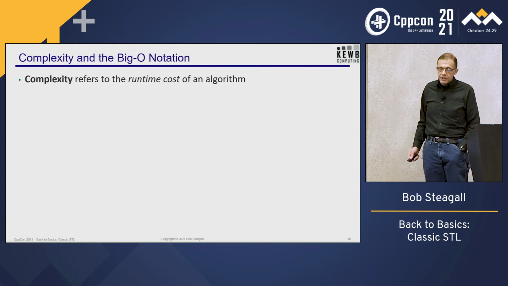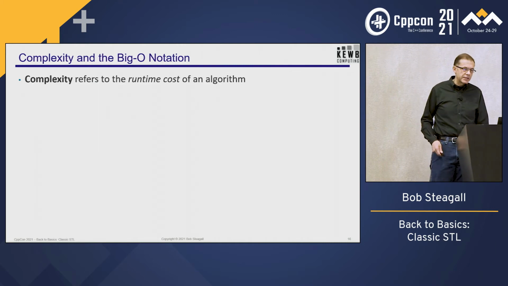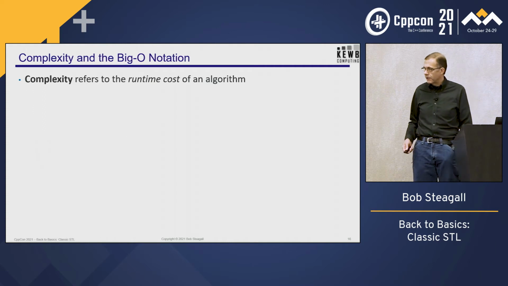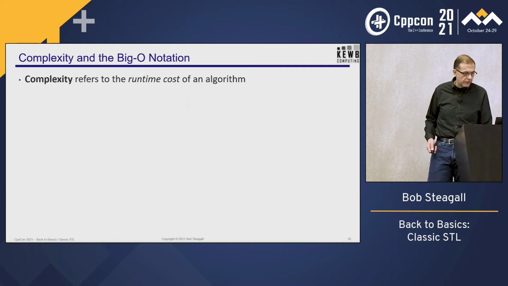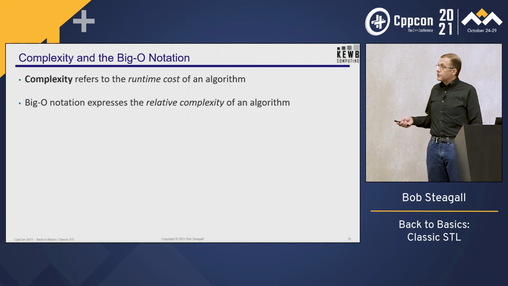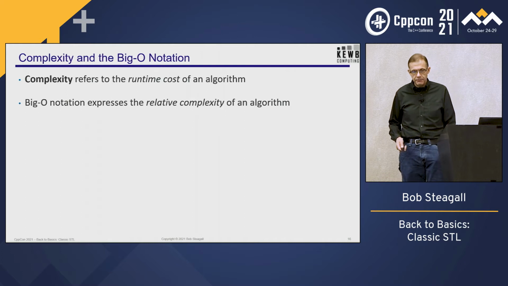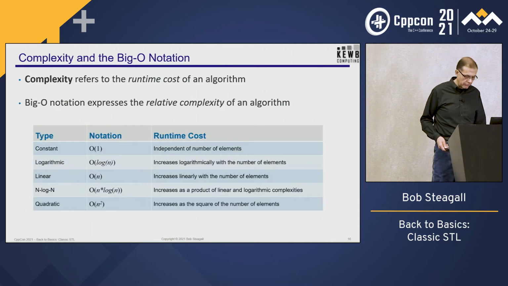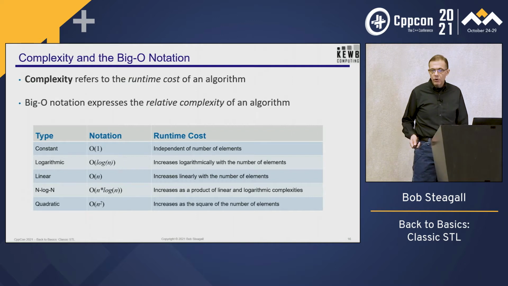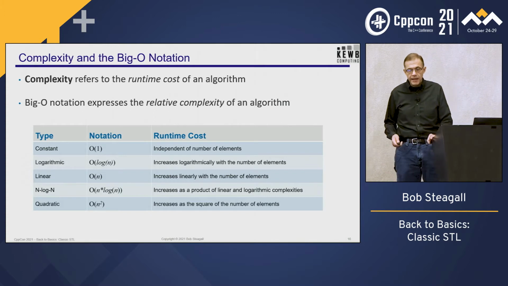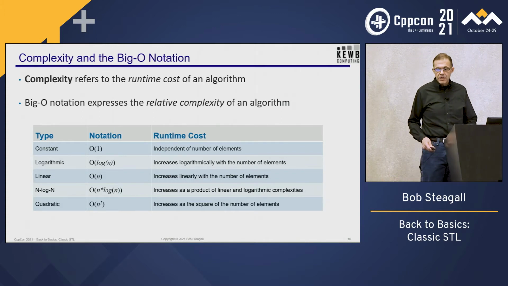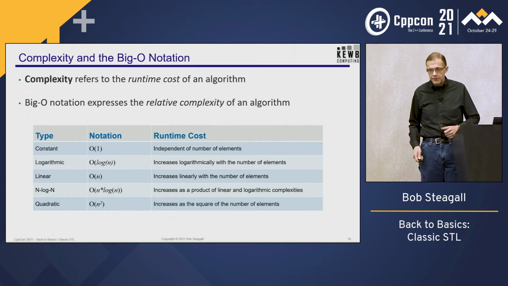Now, probably you've all seen big O notation, but in my travels and the companies I've been at, it surprises me how many people are unfamiliar with it, and I'm going to use it a little bit, so I thought I'd provide a background slide here. So, complexity, as I mentioned before, I'm defining it as the runtime cost of an algorithm, and big O notation is a way that we use in computer science to express the relative complexity of an algorithm. So here's a little table of various kinds of big O notation. And the important ones for the purposes of the standard library are constant, logarithmic, linear, n log n, and quadratic. And what that means is the amount of time something takes relatively has that sort of time complexity.